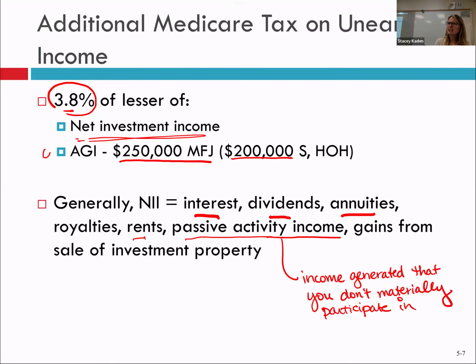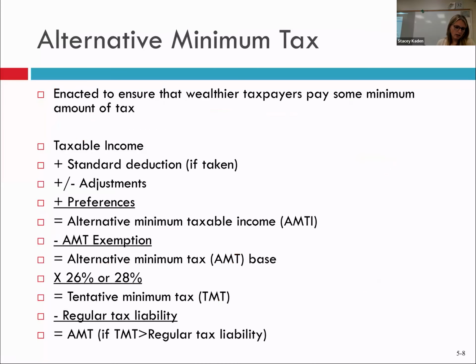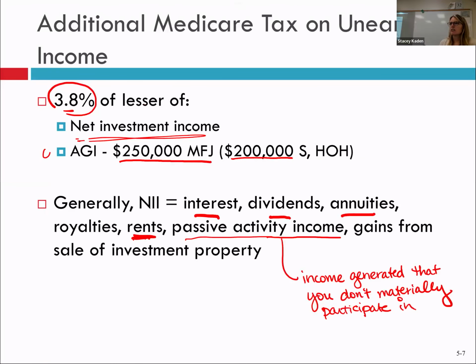Interest, there's really no way to make interest active unless you're a bank maybe, or dividends. Rent, unless you are a rental or unless you're a real estate professional, rent is always a passive unearned activity. So, okay, any questions on either of those two taxes?